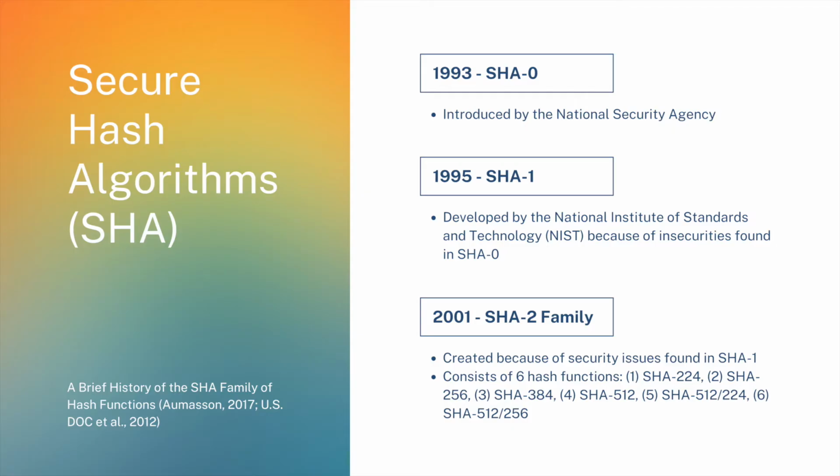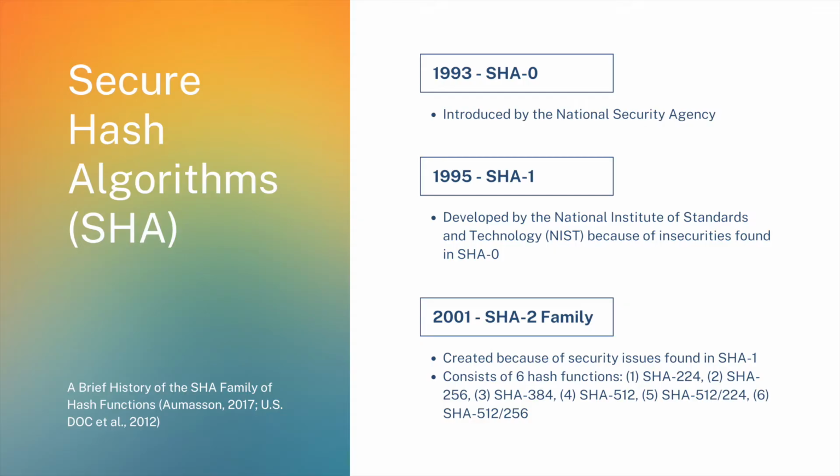It is called a family because it consists of a total of 6 hash functions, each with different digests or hash values, or in layman's terms, sizes, which are indicated in their numbers. So, SHA-224 is 224-bit long, SHA-256 is 256-bit long, and so on.